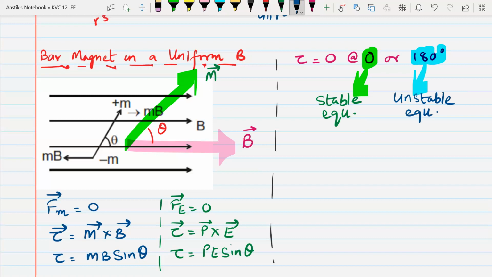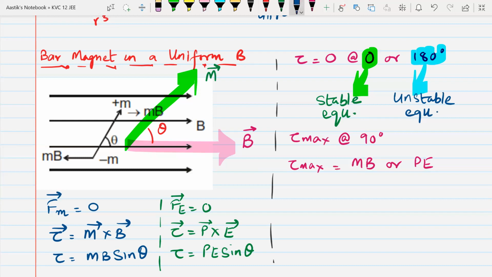This torque, what is the maximum value of this torque? The maximum value of this torque happens at 90 degrees. And the maximum value of this torque is how much? M into B, or I can write P into E. I'm writing them together. Everyone understands this? Understood, sir.